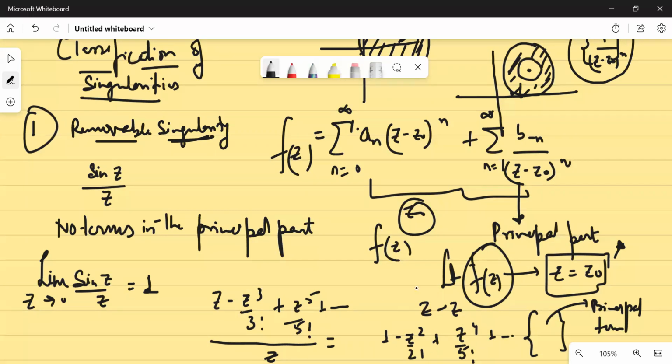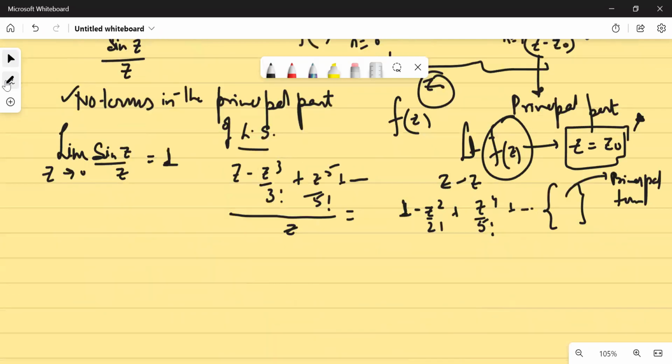I told you also to say that it is not a singularity in the stricter sense. So clearly you can say that if there are no terms in the principal part of the Laurent series expansion, then at z equal to z naught, the singularity is of removable type. Again, I'm repeating, if the Laurent series expansion of your function f(z) does not contain any principal part term about z equal to z naught, then z naught is said to be a removable singularity. Should I move ahead?